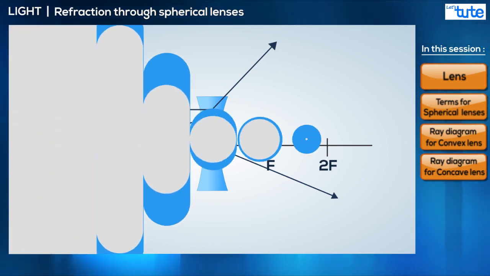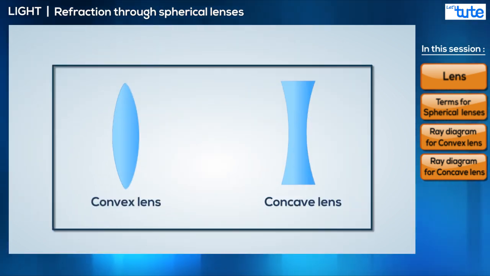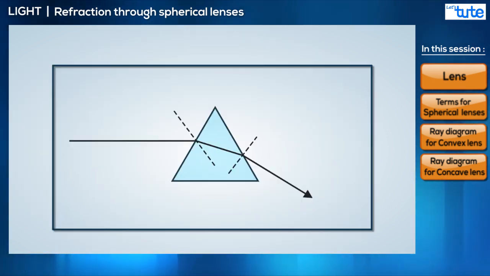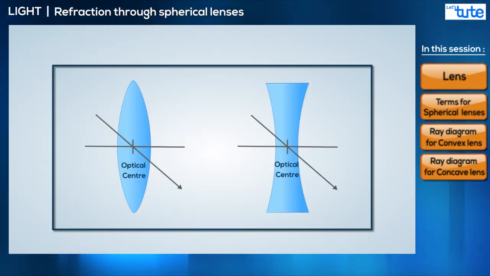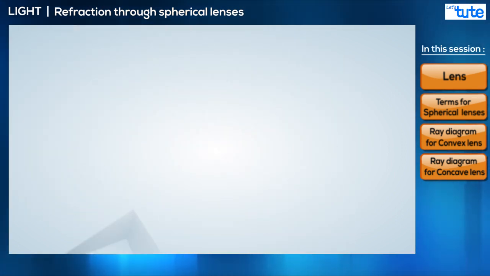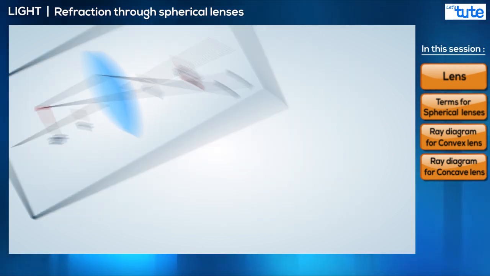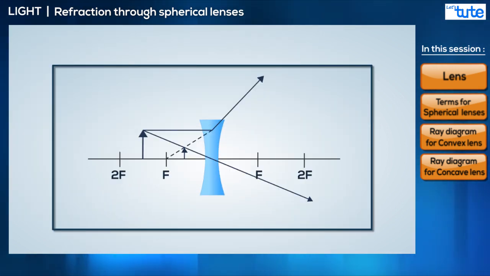Now let's see what we have learned today. We learned what lenses are and the two different types of lenses. We learned how lenses bend light. We learned about the terms related to spherical lenses. We learned about how to make ray diagrams for lenses. And we learned image formations for the two lenses.